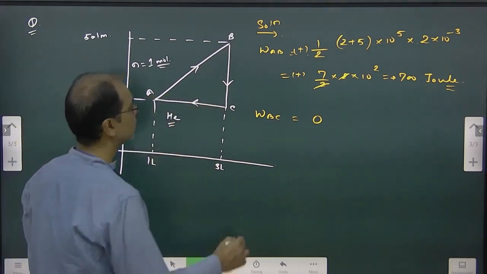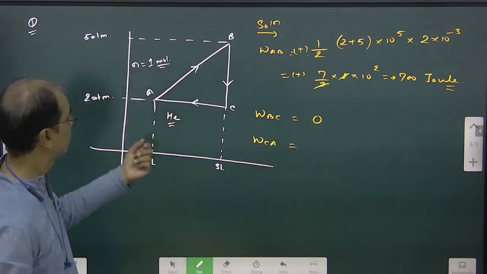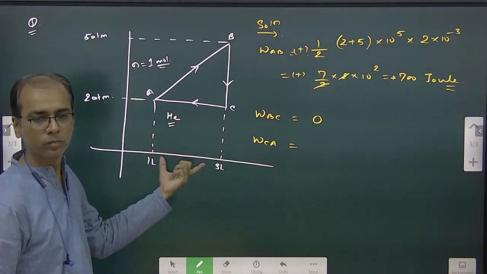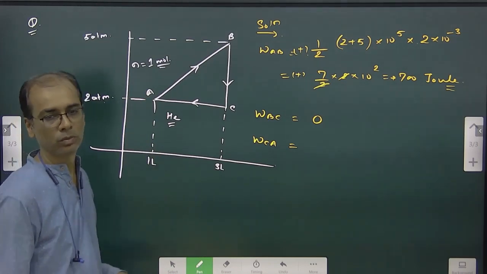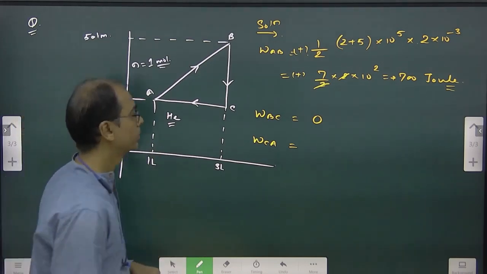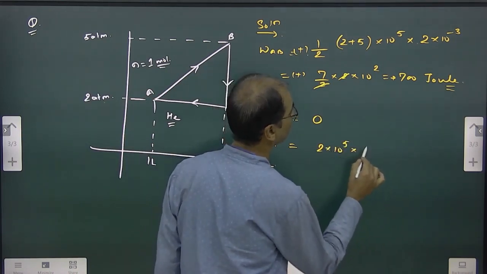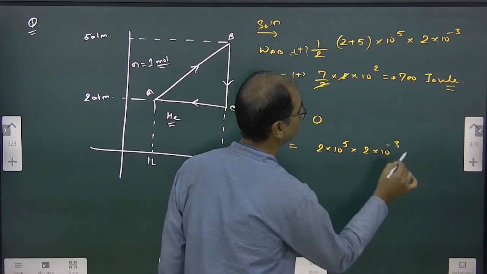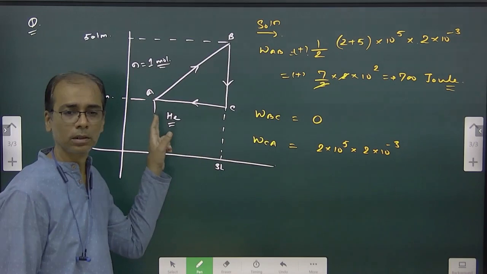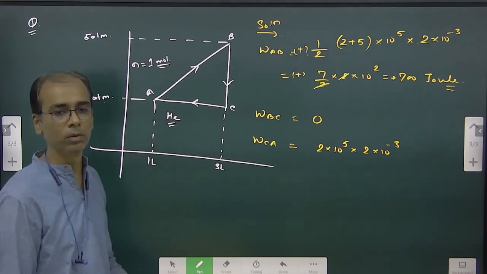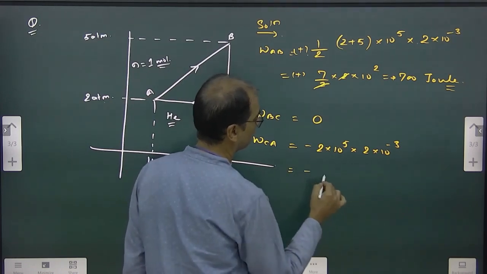So work done in CA. What? Height into base. What is the height? 2. Base is what? 2. So 2 atmosphere into 2 liter. 2 atmosphere, 2 into 10 to the power 5, into 2 liter, that is 2 into 10 to the power minus 3. Perfect. But now you see that here volume is decreasing. The volume is decreasing, so negative work. This is negative. What's coming? 2 into 2, 4. So minus 400.